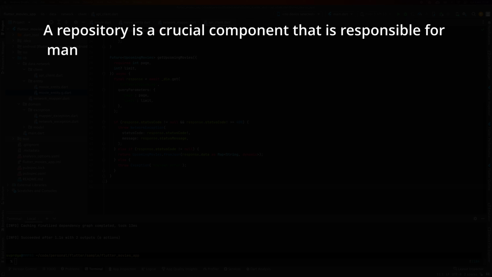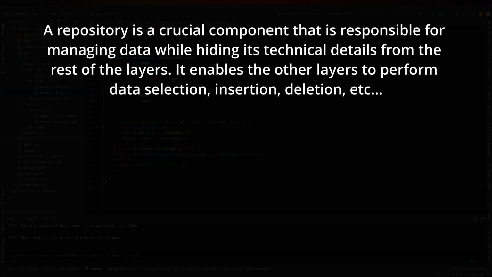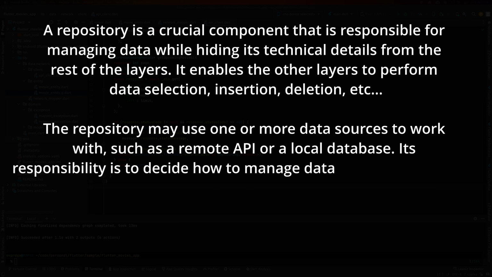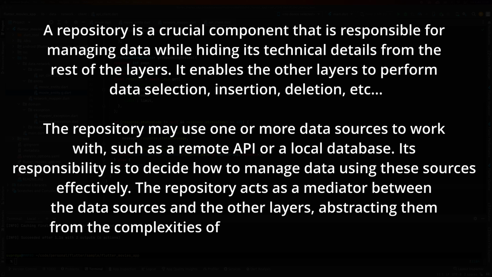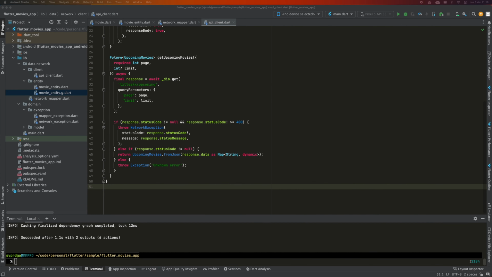Repositories are responsible for providing data to other layers while abstracting them from technical details. This means that the repository will give you a list of movies, regardless of whether it obtained them from the internet or a local database. This is an essential concept in implementing clean architecture, where the data layer takes responsibility for dealing with data, and the domain and presentation layers need not be concerned about its origin.